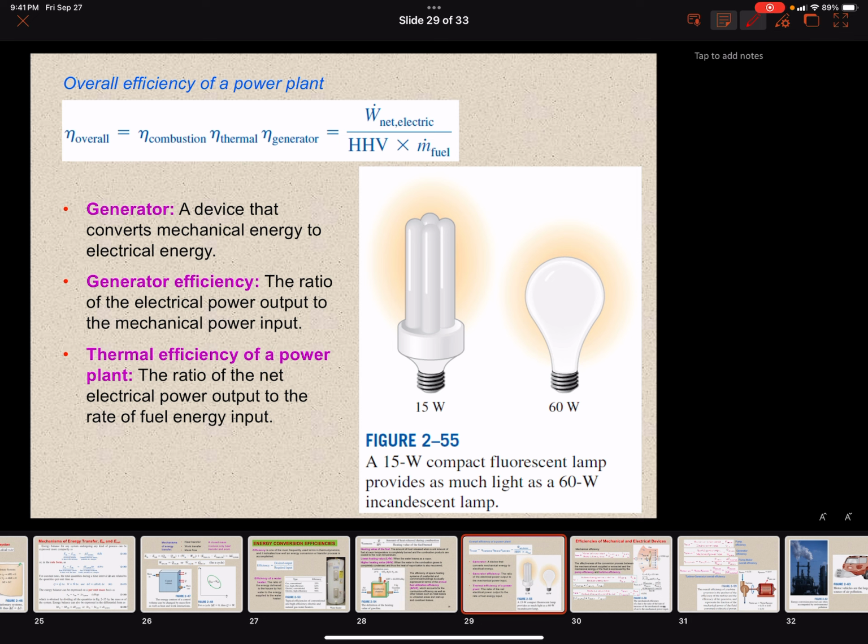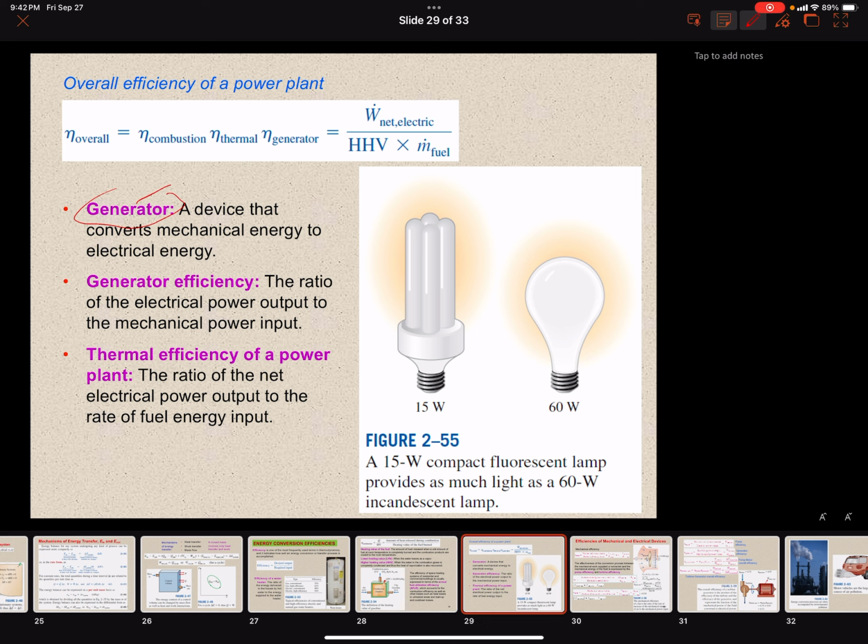In this slide, we will talk about the overall efficiency of a power plant. But before that, let's define the generator. A generator is a device that converts mechanical energy to electrical energy. For example, if you still remember the turbine, if you have a cycle and there is solar energy or whatever, this energy expands the turbine to make it produce mechanical energy. So to convert this mechanical energy to electricity, we need a generator. So this generator generates electricity.